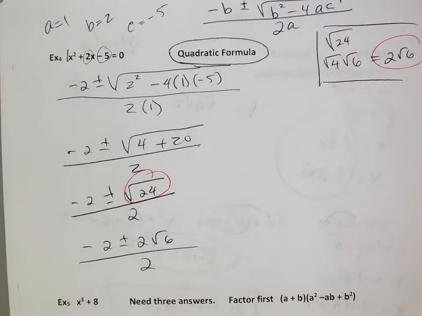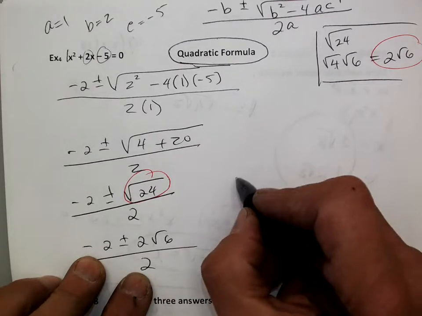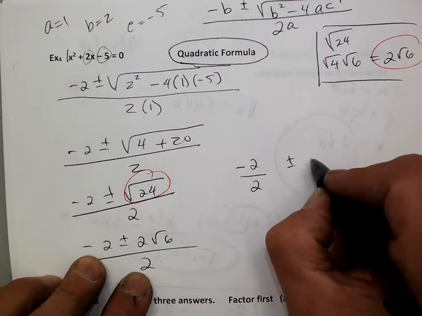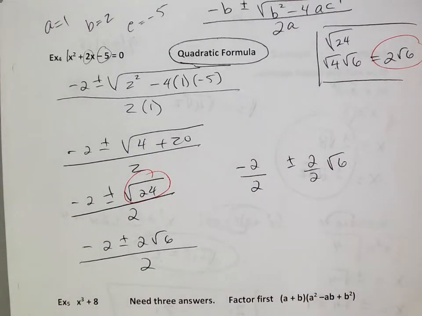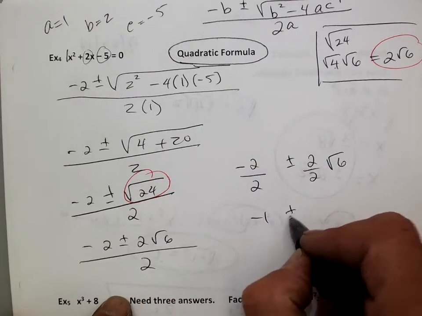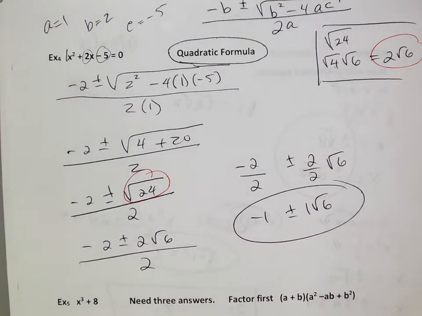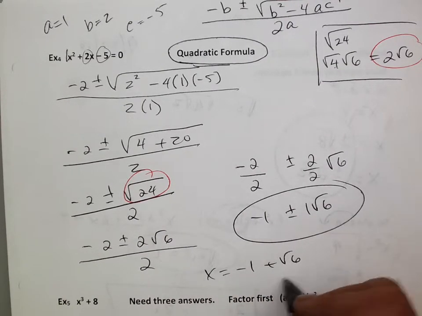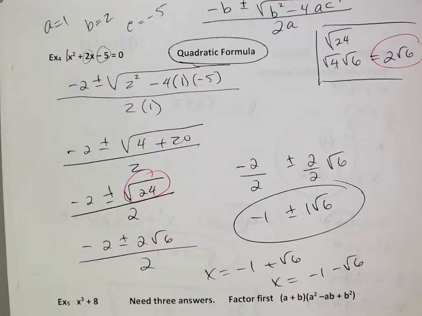Let me do it the long way. So this is the same thing as, you ready? Negative 2 divided by 2 plus or minus 2 divided by 2 square roots of 6. You don't have to do this. If you see the reducing, then you don't have to do this, but I'm showing the reducing. Negative 1 plus or minus 1 square root of 6. And there are 2 answers there. If you want to write it as x equals negative 1 plus the square root of 6 and x equals negative 1 minus the square root of 6, there are definitely 2 answers there, okay?